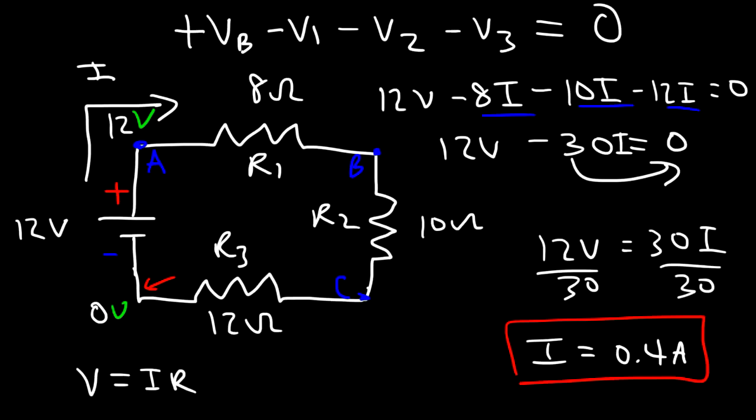Now what is the potential at point B? So we need to calculate the voltage drop across R1. So we can use V is equal to I R1. So we have the current, which is 0.4 amps, and let's multiply it by R1, which is 8. So 0.4 times 8 is 3.2. So the voltage is going to drop by 3.2. So if we take 12 volts and subtract it by 3.2, this will give us a potential of 8.8 volts at this point.